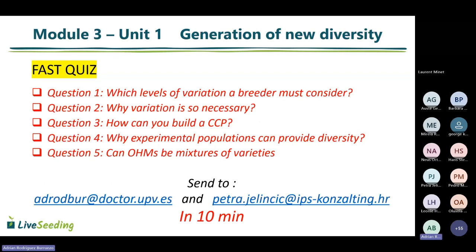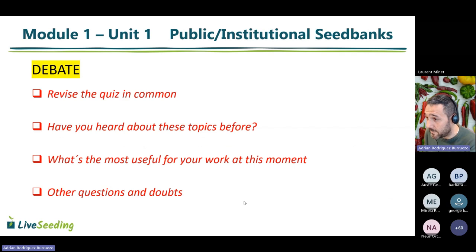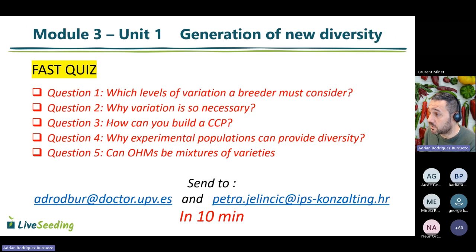Well, now it is time to finish the group debate, etc. The first point on the debate is to revise the quiz in common. So question 1: which levels of variation must a breeder consider? Can somebody tell me the answer?